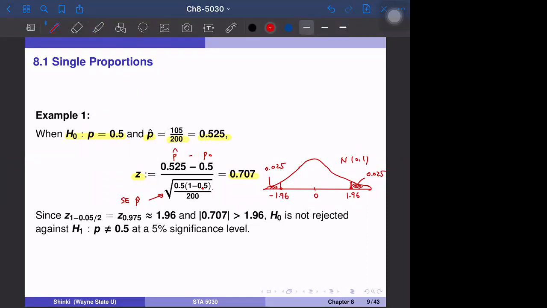For a standard normal random variable, 95% of observations are covered between negative 1.96 and positive 1.96. So 0.707 is around here. So this is a typical value of the distribution. So we do not reject the null hypothesis at 5% level. So the assumption that the true proportion of male babies is 50% may be a plausible assumption.